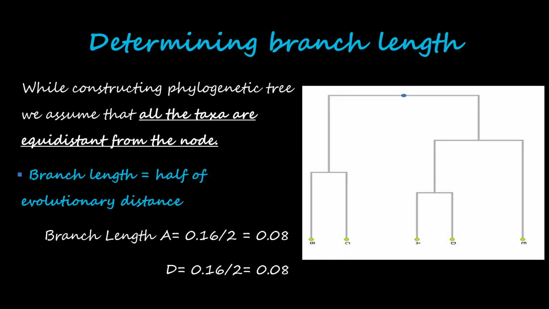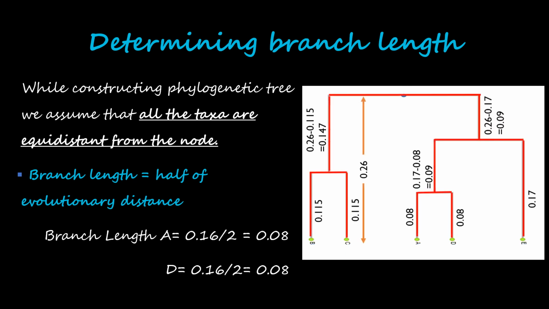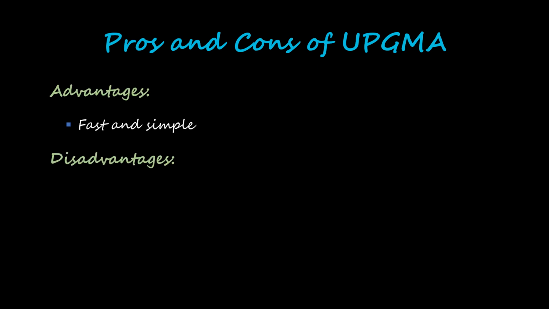As you can see, these are the branch lengths calculated from the evolutionary distances. So we have calculated it for everything. Next is the pros and cons of UPGMA. The advantage is that it is fast and simple.